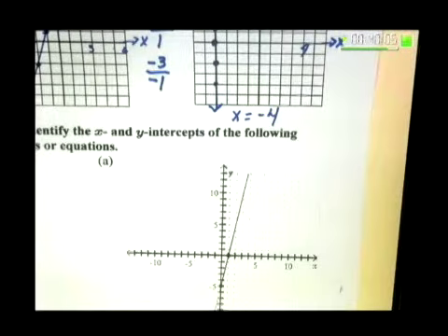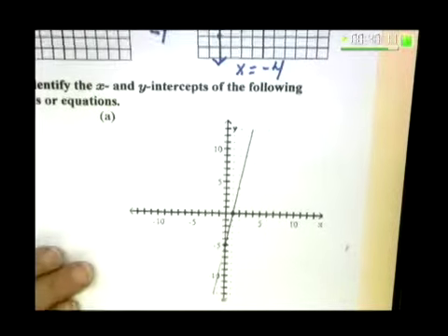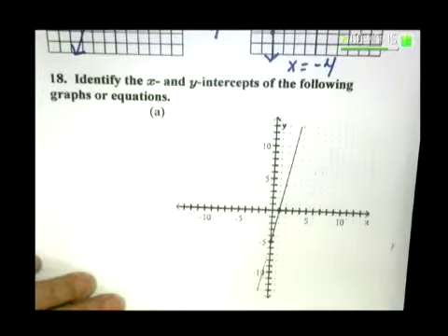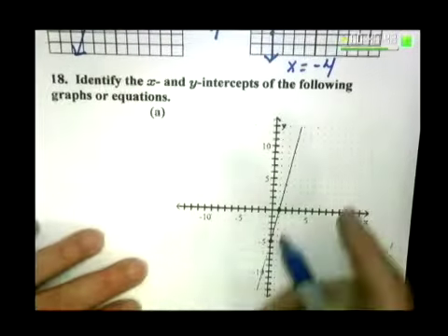Let's go to problem number 18. 18 is not too difficult. Okay. This says identify the x and the y intercepts of the following graphs or equations. X-intercept, where the line crosses what? X-intercept, line crosses which axis? X-axis. Y-intercept, where the line crosses the y-axis.